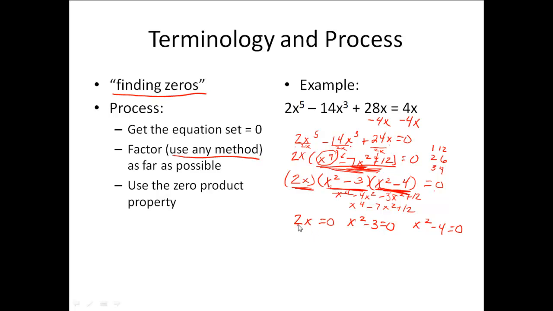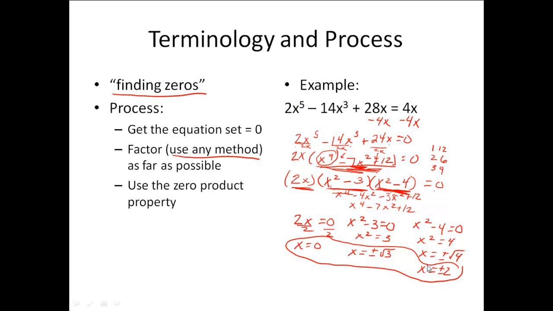So on my 2x equals 0, divide both sides by 2, and I get x is equal to 0. On my next one, x squared minus 3, add 3 to both sides, square root both sides, and I get x is equal to plus or minus the square root of 3. And the last one, add 4, square root both sides, and I get x is equal to plus or minus the square root of 4, which is plus or minus 2. So all of these are my zeros. X could be 0, or it could be plus or minus the square root of 3, or it could be a positive 2 or a negative 2.